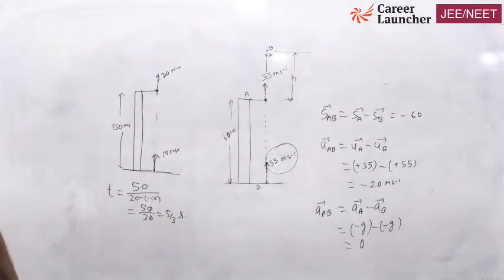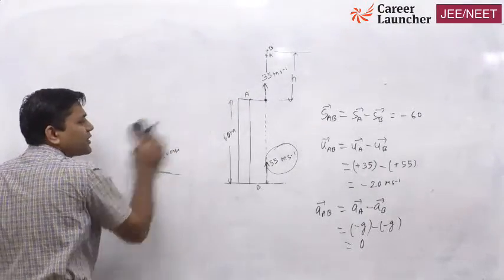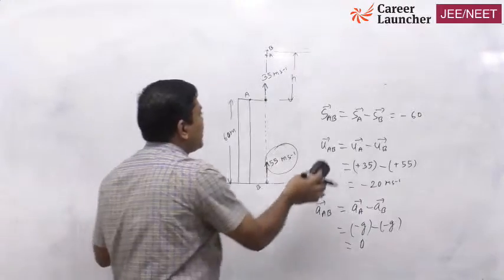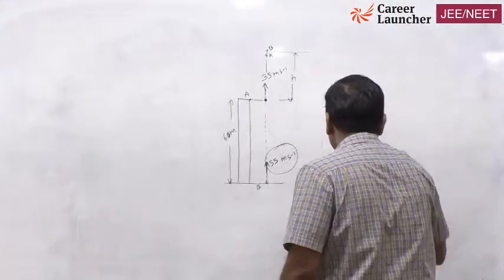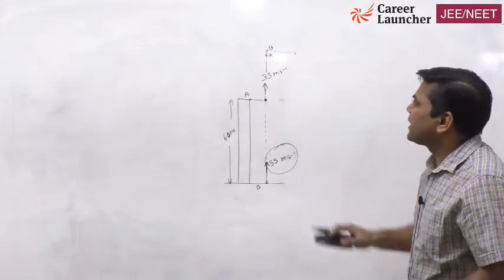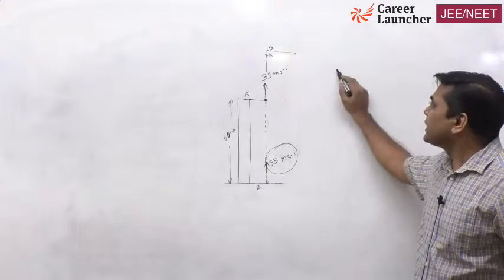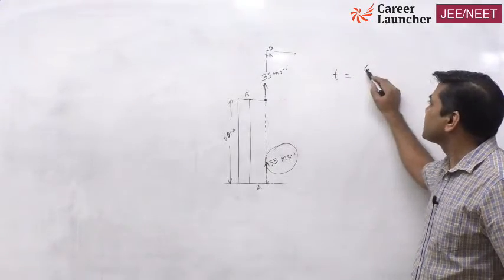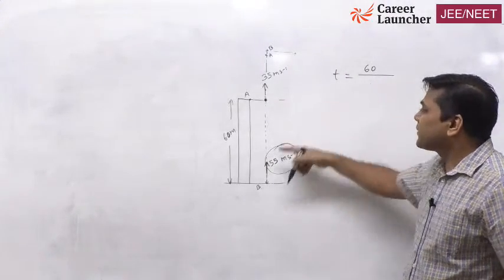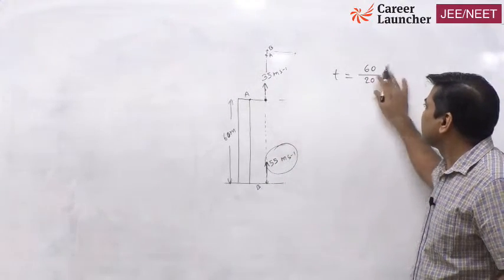Okay, so now I'll come back to this question: where, when, and how to solve it quickly. So if this kind of question is given to you and they are asking where they are colliding, at what time they are colliding, answer is yes, they are colliding here. Height of the tower is 60, divided by relative velocity 55 minus 35 is 20, which is 3 seconds.